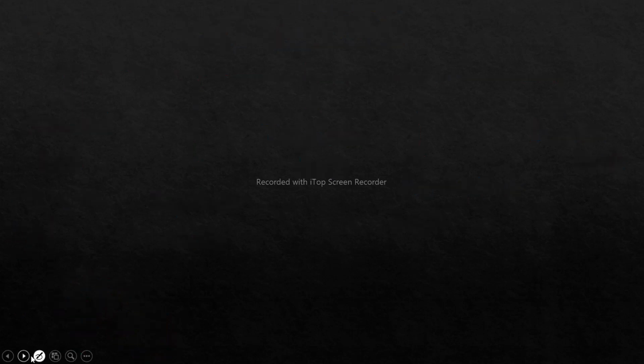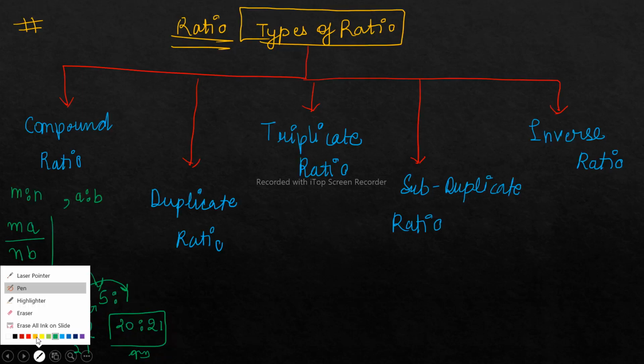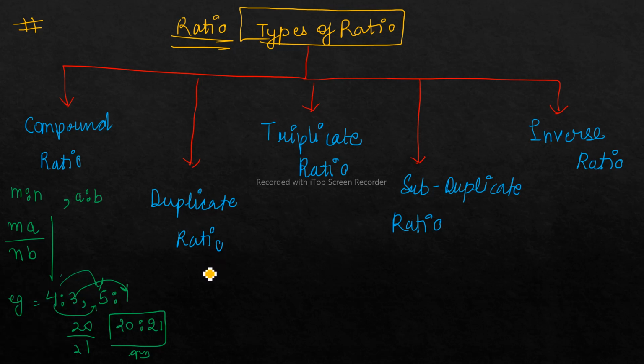Now let's understand about duplicate ratio. Duplicate ratio is just going to be, for example, if it is a ratio b, the duplicate ratio would be multiplying by another a ratio b. For example, if I have 3 ratio 4 and they're asking you to find its duplicate ratio, what you do is multiply with another 3 ratio 4. So you will be getting 3 3s are 9 and 4 4s are 16. So this is going to be your answer.